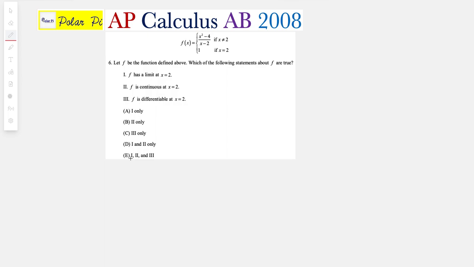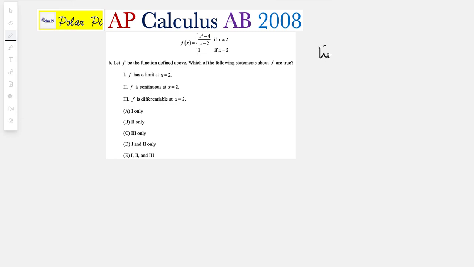Okay, so here we are. It says, let f be a differentiable function defined above. Which of the following statements about f are true? F has a limit at x equals 2. Well, let's see. So the limit, I was supposed to write in black. It's really not a big deal, but I'm going to be annoying and do it anyway.